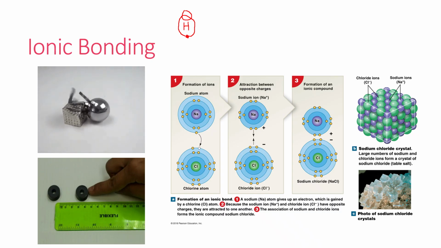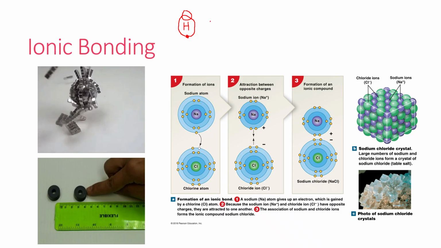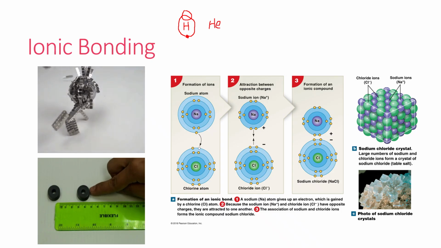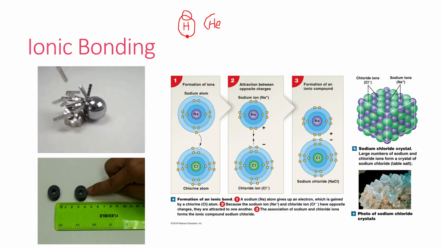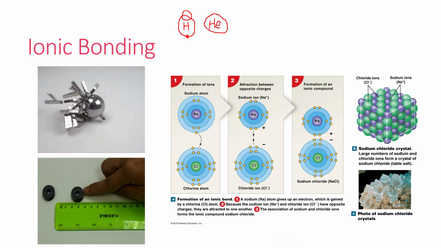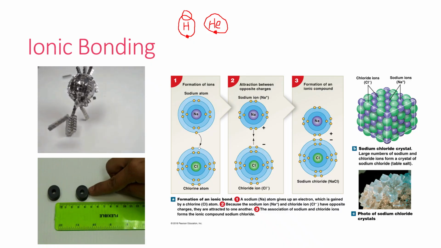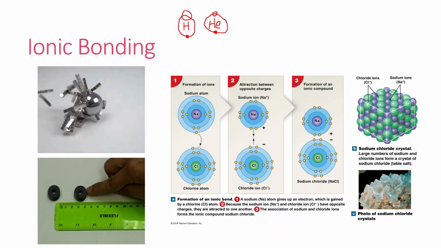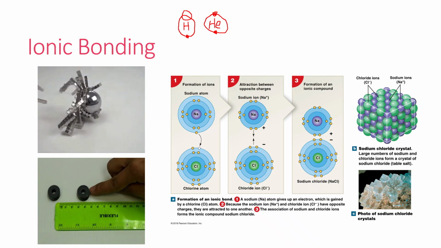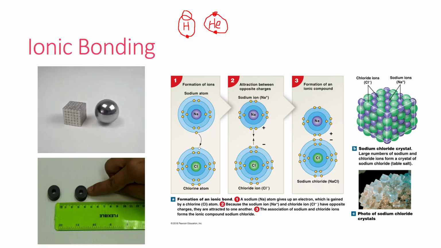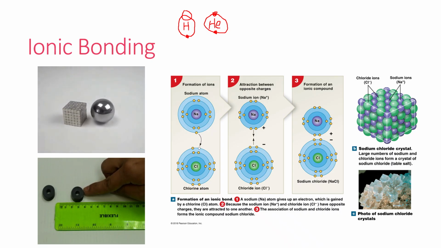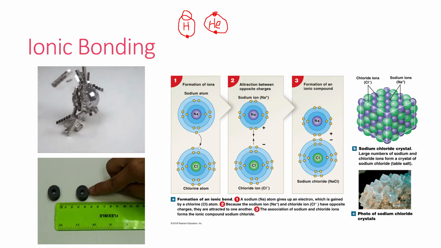Now if we look at its next door neighbor, helium, helium has 2 electrons. So we draw this valence shell in there. It's supposed to be round, but that's okay. And now we can draw in the 2 electrons. Because this is the outermost shell, but also the innermost shell, it can have a maximum of 2 electrons. So helium has a full valence shell.